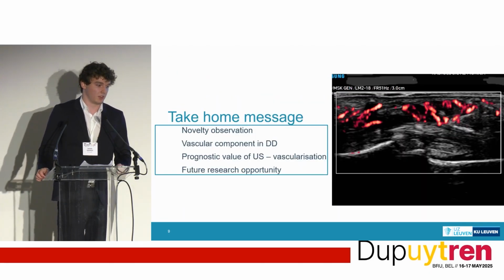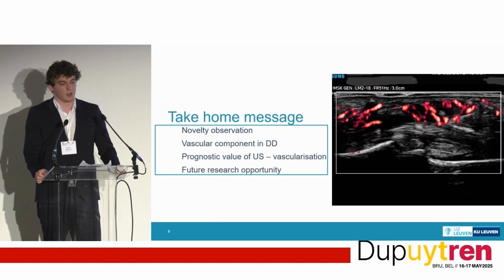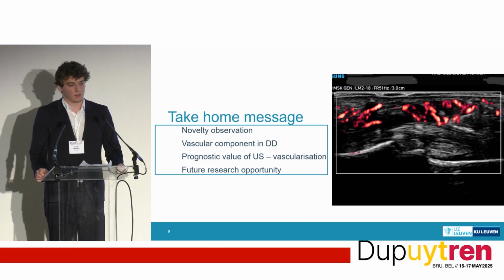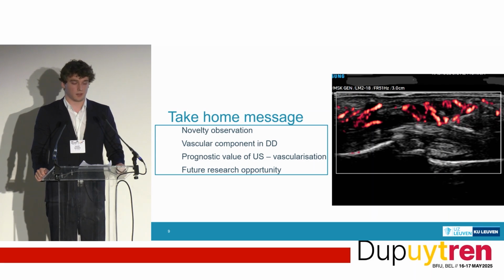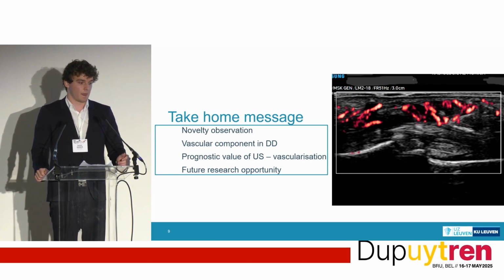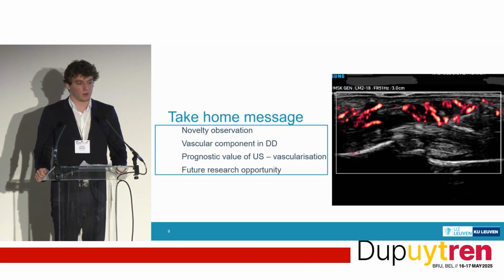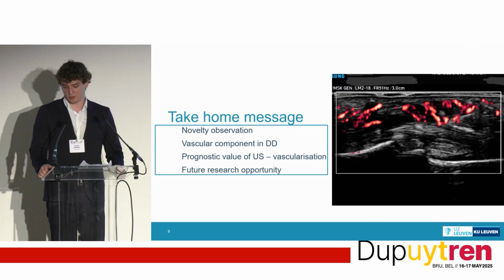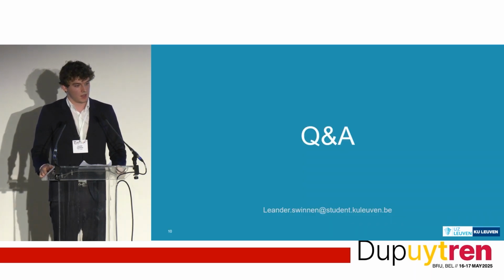So the take-home messages: this is a very novel observation. I suggest there is some kind of vascular component in Dupuytren's disease, and we need to further explore the prognostic value of ultrasound and specifically the vascularization components inside of the ultrasound measurements. And this gives rise to future research.